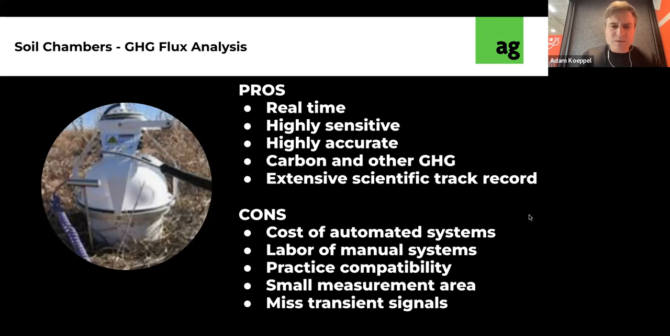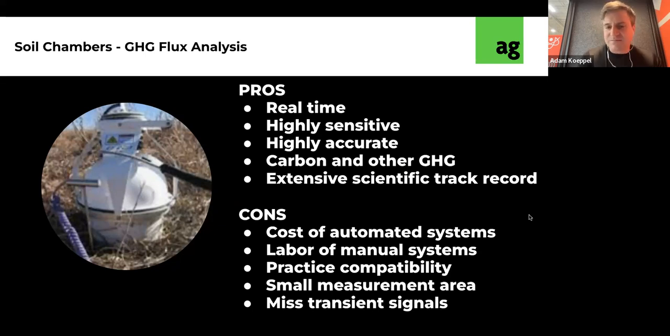On the con side, these systems that are automated are extremely expensive, similar to eddy covariance towers. There's also the labor of those manual systems if you want to get a lot of data over time. The automated systems can produce continuous data, which is great, but with those manual systems, unless you have a huge capacity of affordable labor, you're not going to get that much data out of them.